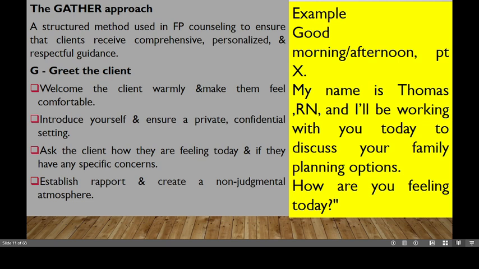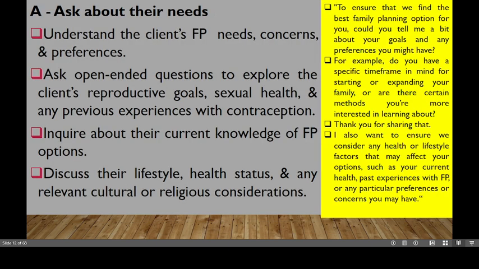Maybe an example in context could be, good morning, patient X. My name is Thomas, and I'll be working with you today to discuss your family planning methods. How are you feeling today? And then they can be able to give their explanations and the introduction and why they have come there and maybe what they need to do.